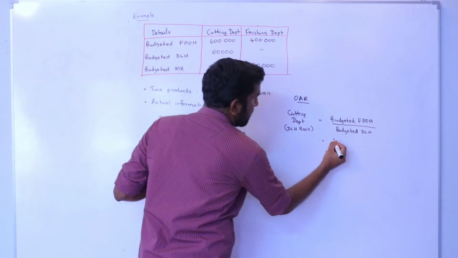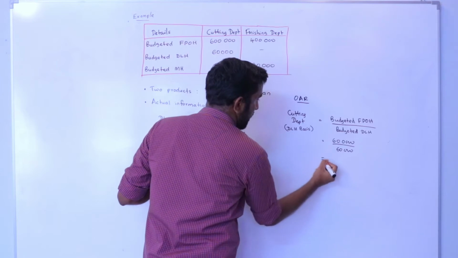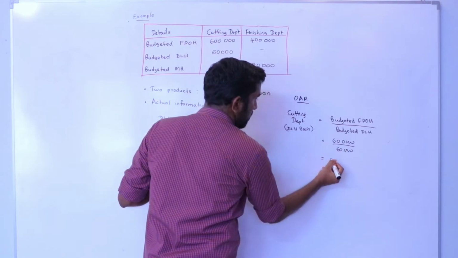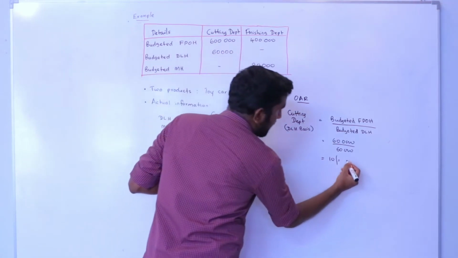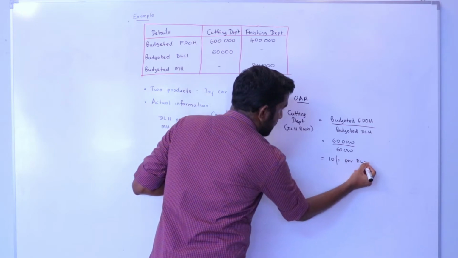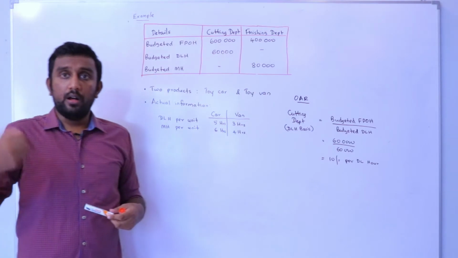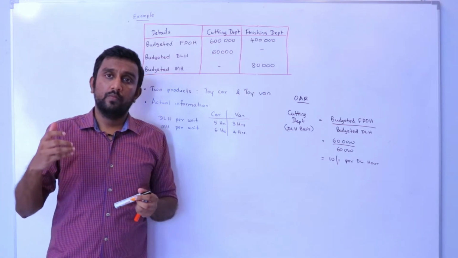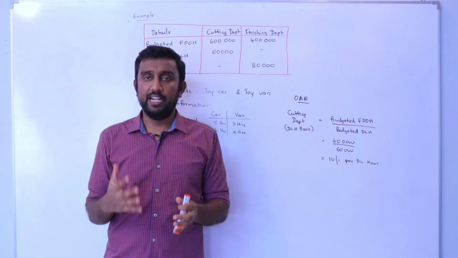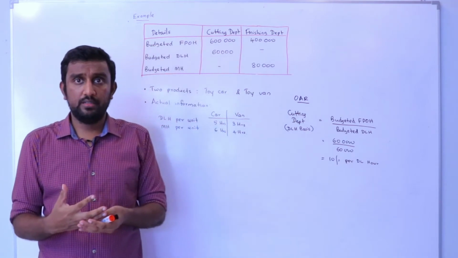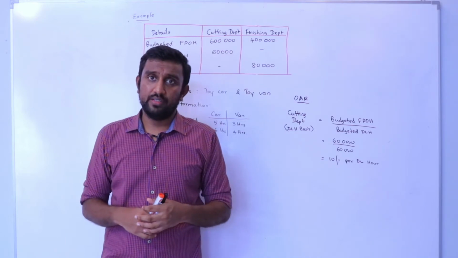So in this question, this is 600,000 and this is 60,000, and you will get the answer 10, right? 10 rupees. 10 rupees is what? Per direct labor hour. For an hour, fixed production overhead cost is 10 rupees. I mean, if a labor works for an hour, your fixed production overhead is 10 rupees, right?